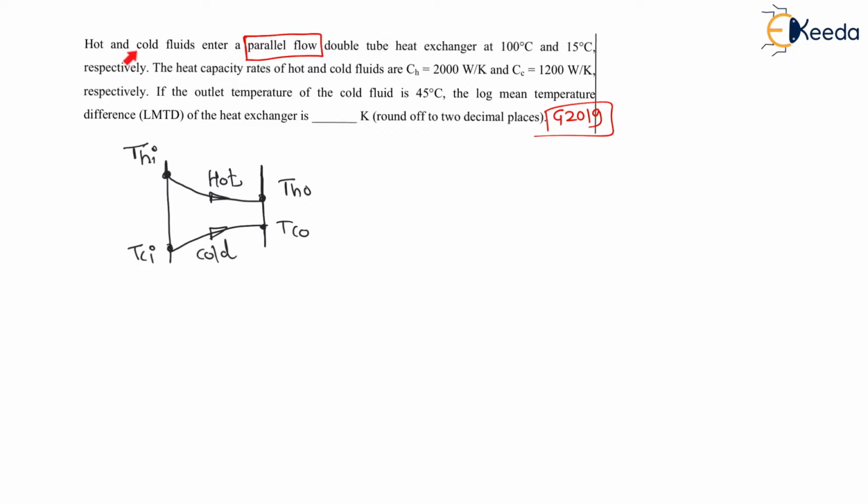Right. Now, hot and cold fluid enter a parallel flow double tube heat exchanger at 100 degrees Celsius and 15 degrees Celsius. Therefore, this 100 degrees Celsius is inlet temperature for hot fluid and 15 degrees Celsius is inlet temperature for cold fluid. Therefore, they have given Thi, which is 100 degrees Celsius, and Tci, which is 15 degrees Celsius. Right. Then, respectively, the heat capacity rates of hot and cold fluids are.